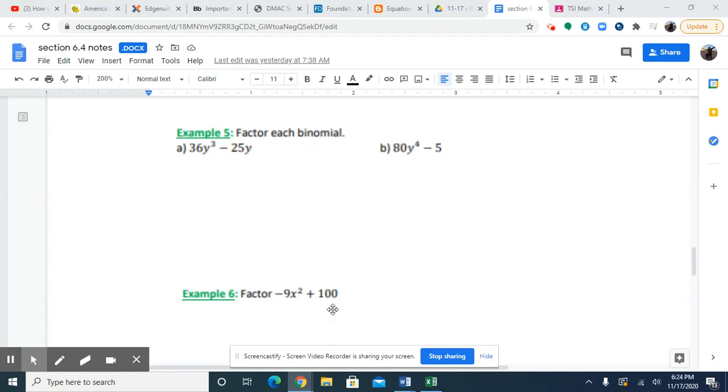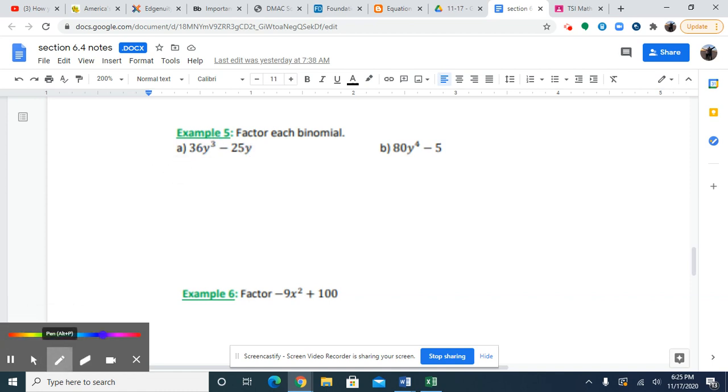So continuing our notes, we can see that in example 5, we can factor this as a difference of squares as well. But the important part here is that we're going to need to factor something out before we can find our difference of squares. In this case, 36 and 25 don't seem to have any factors in common, so we can factor out a y.